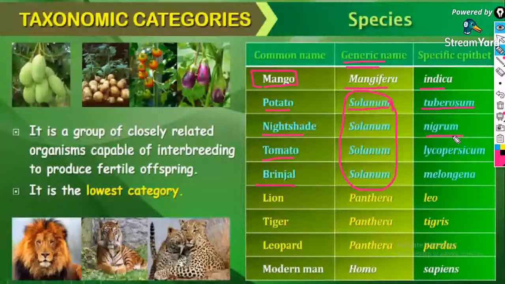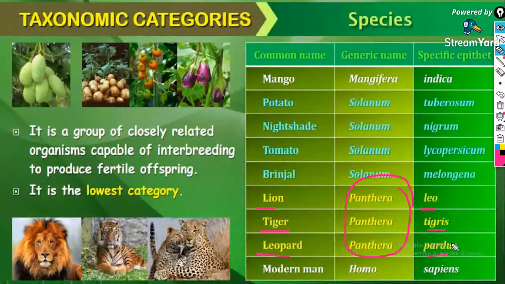Nigrum, Lycopersicum, melongena, all these things are different. The specific epithet is different. Next one, in case of animals, you can see lion, tiger, leopard. All these come under the same genus, Panthera. But leo, tigris, pardus make them different.